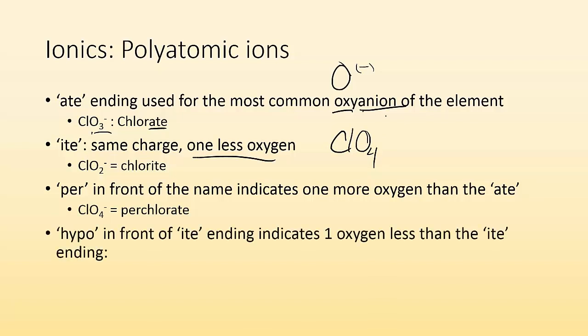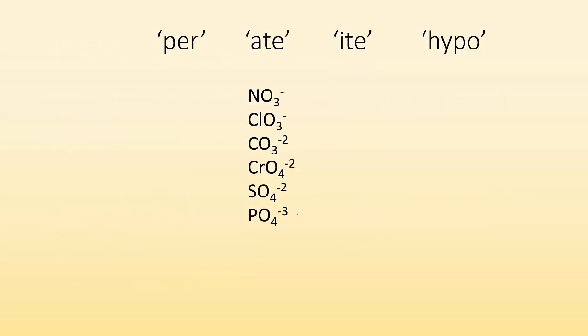And if you have "hypo" in front of an "ite" ending, it indicates that there's one oxygen less than the "ite" ending. So if I had chlorite, what would it be if I had one less oxygen? ClO-, and that would be called hypochlorite. Okay, so it's probably confusing at this point, but just bear with me, okay?